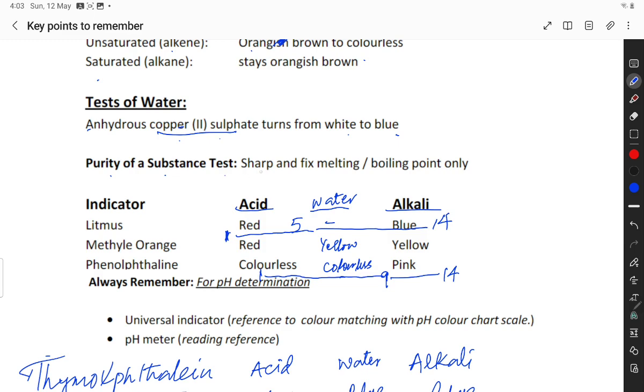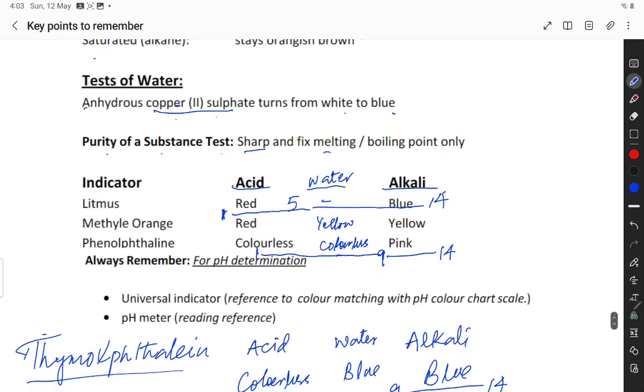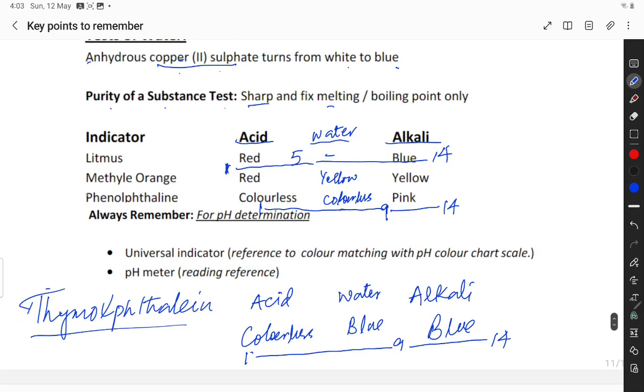Purity of a substance test: sharp and fixed melting point. Melting and boiling point is used to check the purity of the substance. Indicators I have discussed earlier.